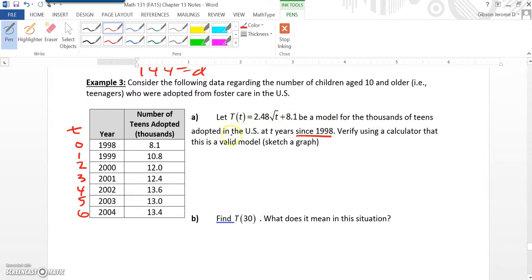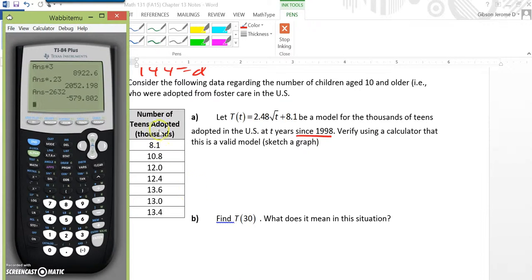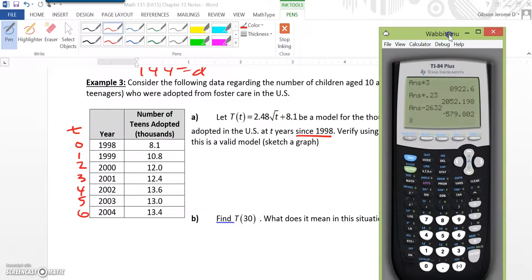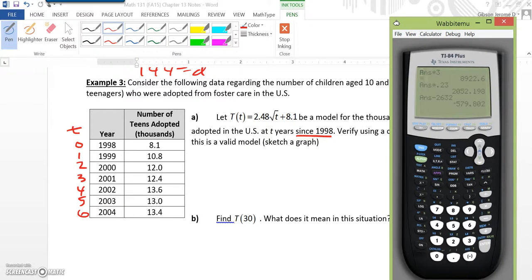So now it says here, let this be a model for the thousands of teens adopted in the U.S. at t years since 1998. Verify using a calculator that it is a valid model. Sketch a graph. So what we would do is this. We would call up this calculator. I'm going to move this over here.